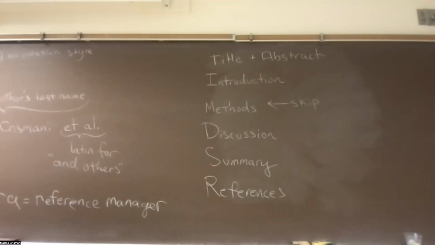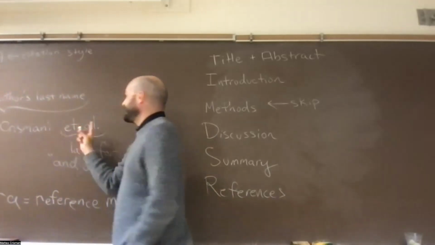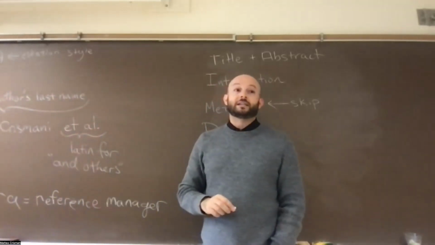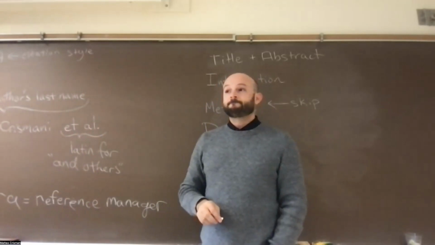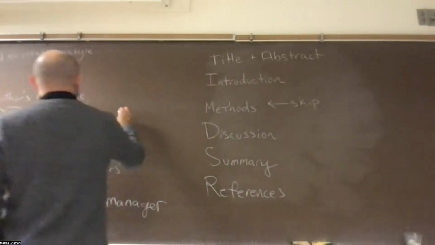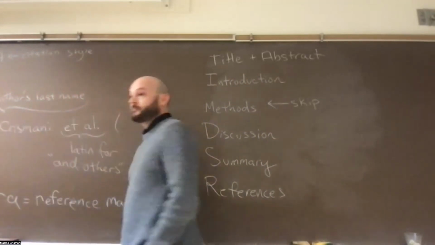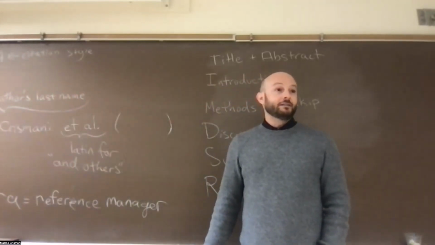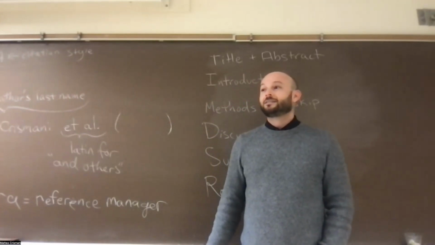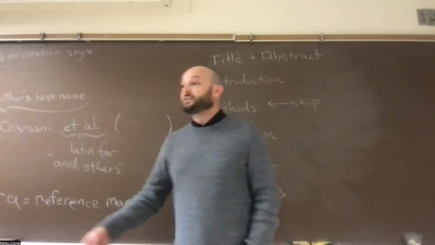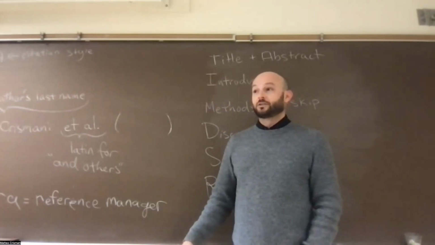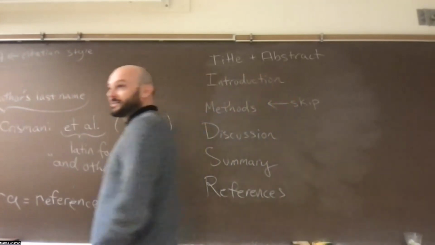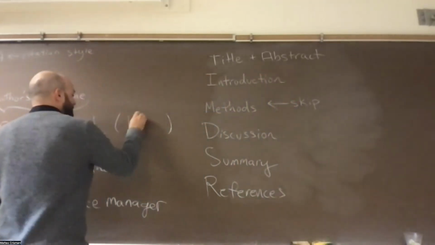So we said first author's last name. We said et al. And what are we missing here in this citation style? Year. Good. How much of the year? All of it or letters? Just the year, but how much of the year? Four numbers. Okay, so let's do 1990.